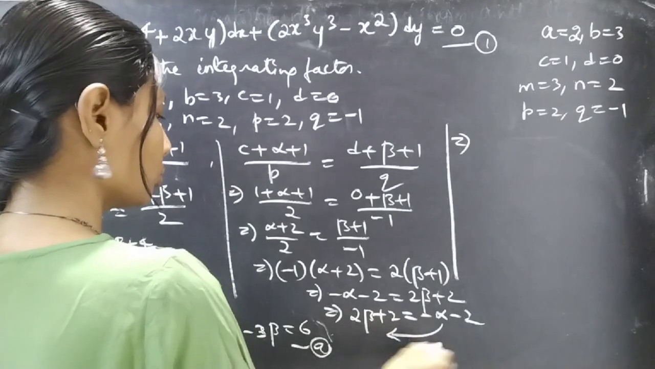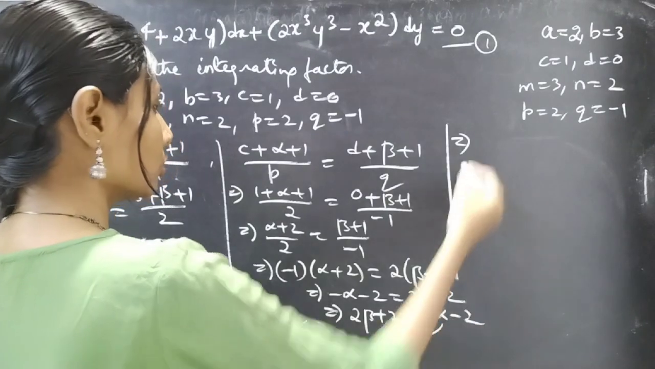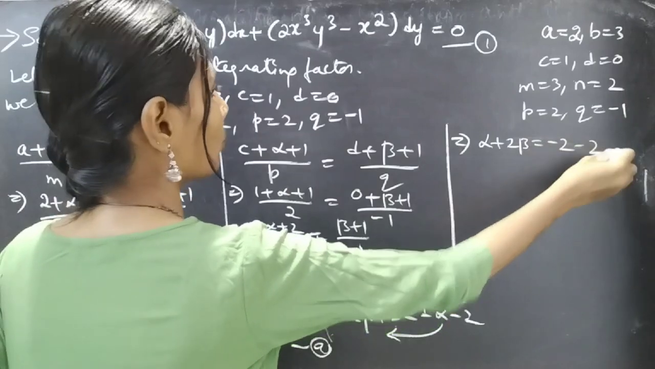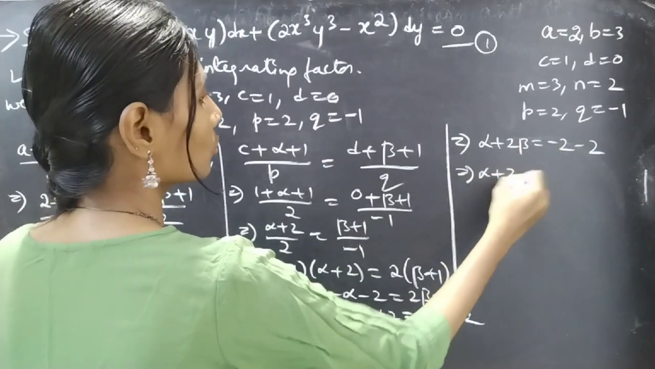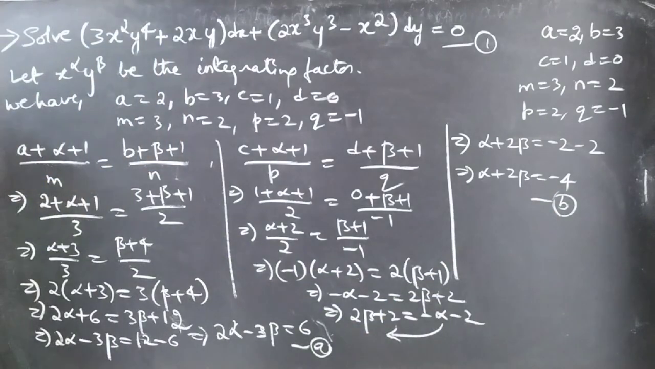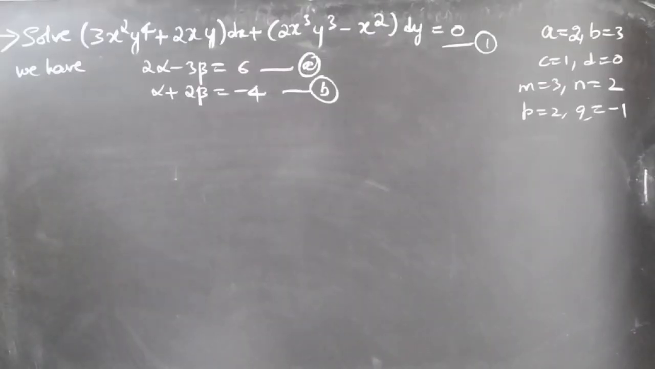Now bring this alpha to LHS and take this 2 to RHS. You'll get alpha plus 2 beta equal to minus 2 minus 2, which gives us alpha plus 2 beta equal to minus 4. Consider as equation B. Now by solving A and B, we'll get the values of alpha and beta. Now we need to solve equation A and equation B.